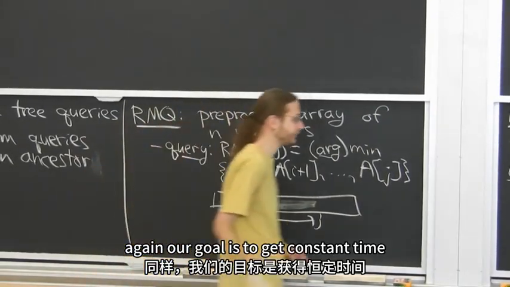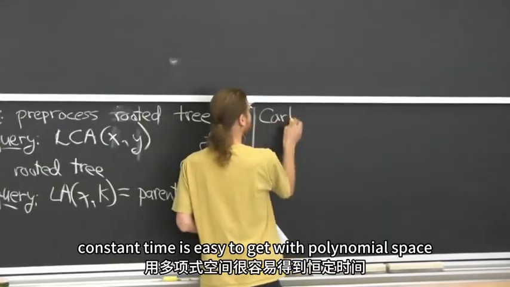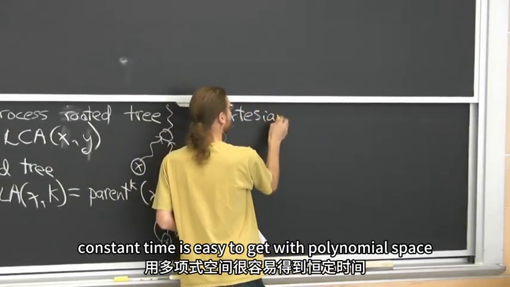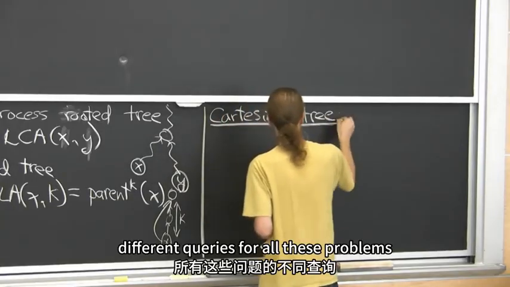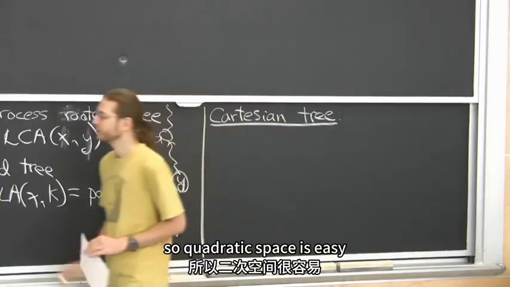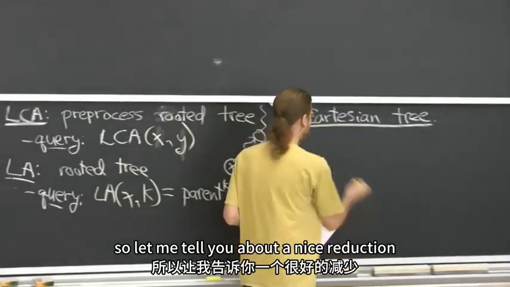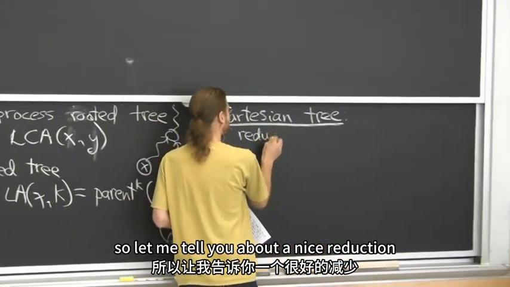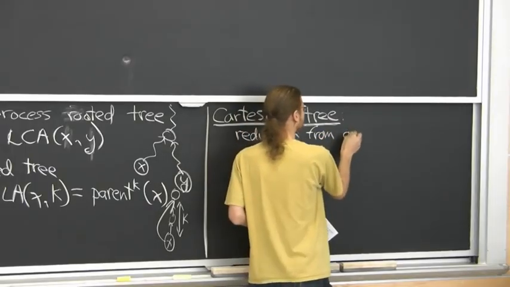Again, our goal is to get constant time and linear space for all these problems. Constant time is easy to get with polynomial space. You could just store all the answers. There's only n squared different queries for all these problems. So quadratic space is easy. Linear space is the hard part. So let me tell you about a nice reduction from an array to a tree.